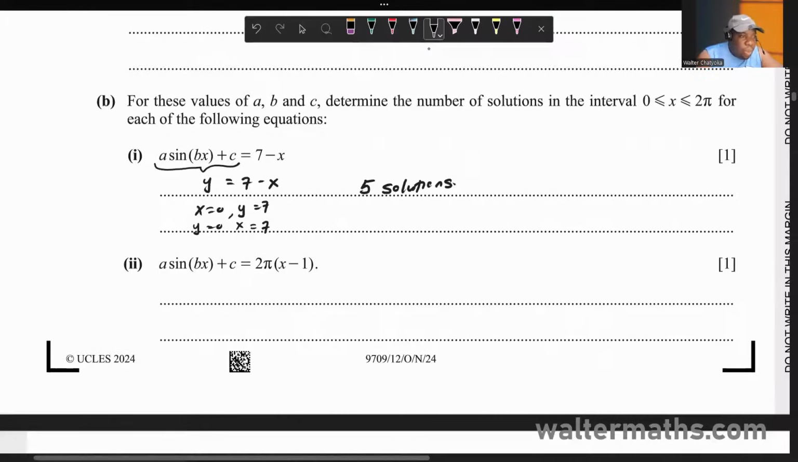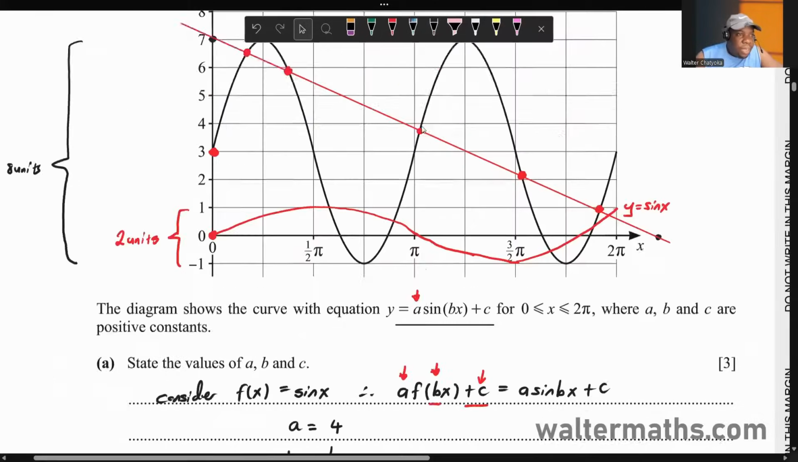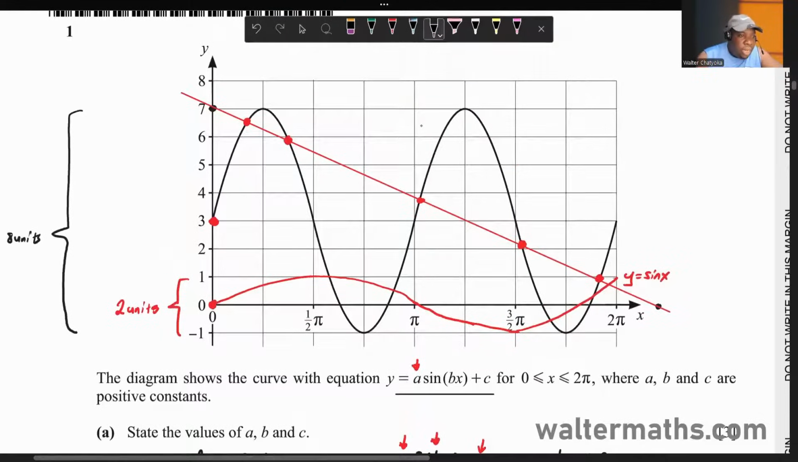Next, we're going to look for the number of solutions in y = 2π(x - 1). So where the function intercepts the line y = 2π(x - 1). For this one, I will let x have a value within range. I'll take a half π.